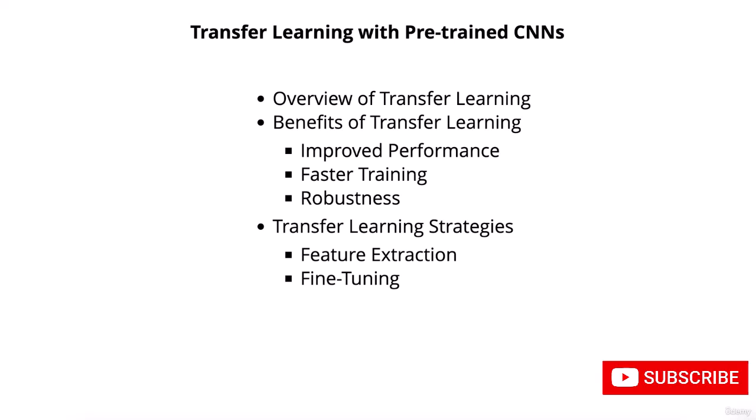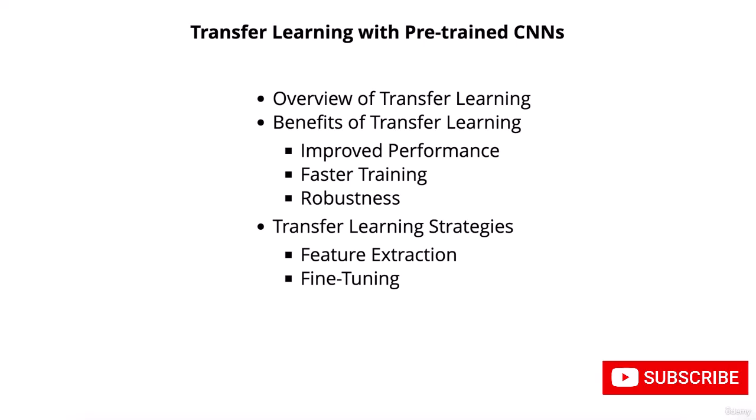The second one is benefits of transfer learning. First one is improved performance. Pre-trained models have learned rich feature representations from large datasets, which can generalize well to new tasks. Second is faster training. Transfer learning often requires less data and training time compared to training from scratch, as the model starts with pre-learned features. Third one is robustness. Pre-trained models have been trained on diverse datasets, making them more robust to variations and noise in the data. The third part that we'll go over is the transfer learning strategies.